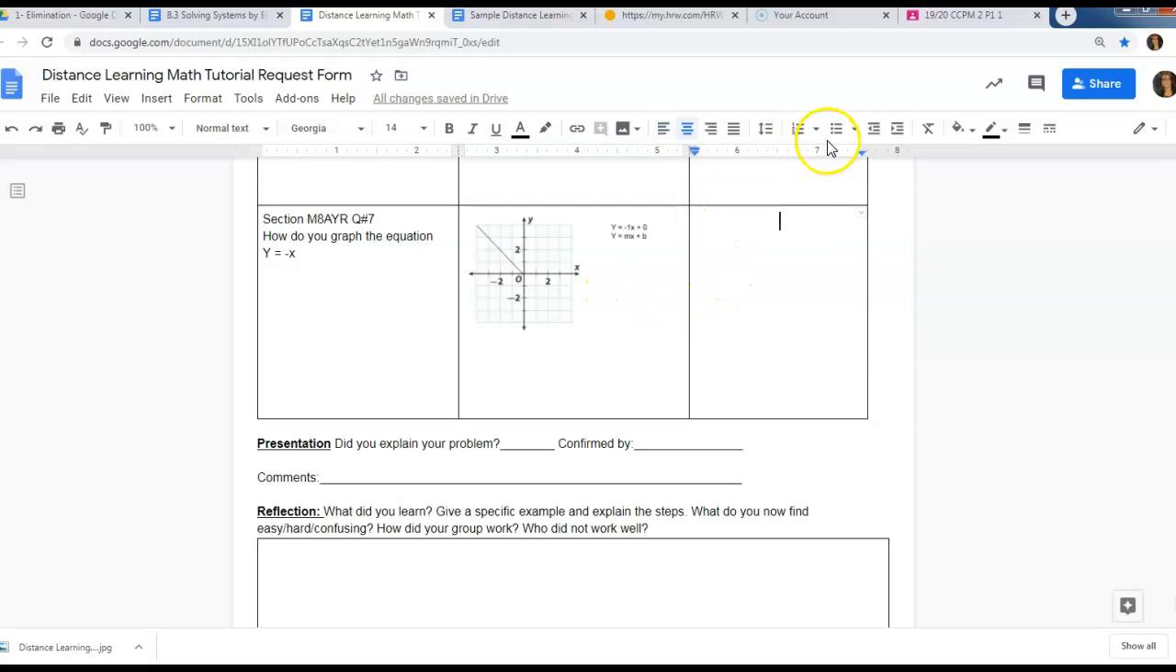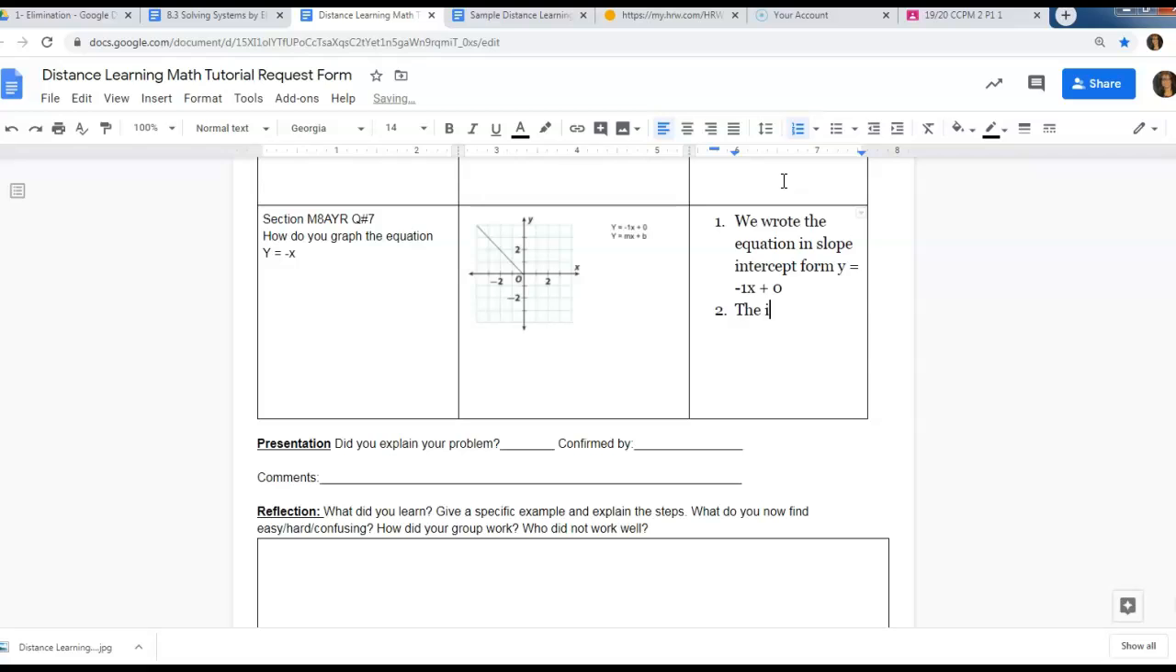Over here, we write down the steps. What did we do first? We graphed the equation. We wrote the equation in slope-intercept form: y equals negative 1x plus 0.